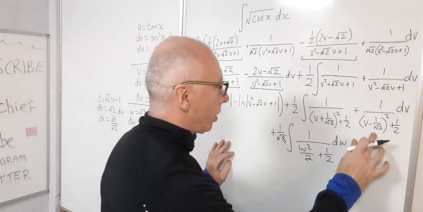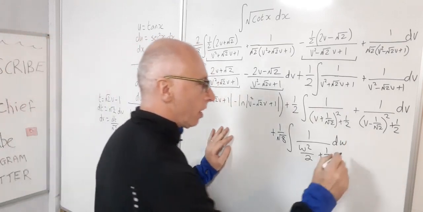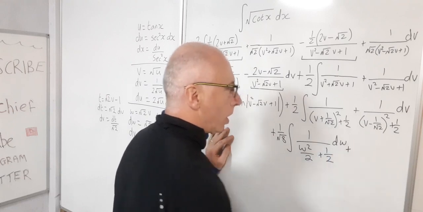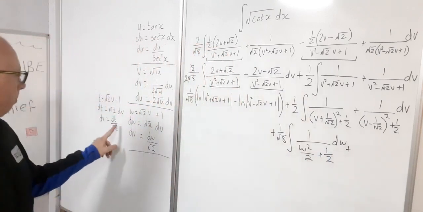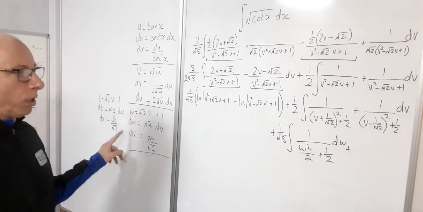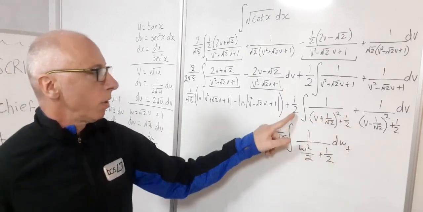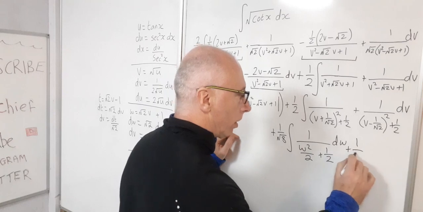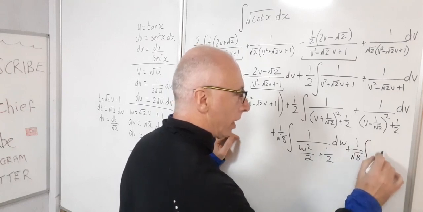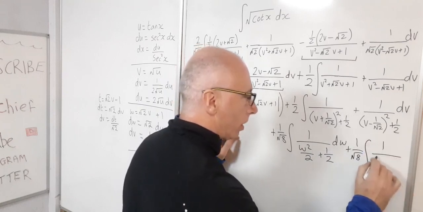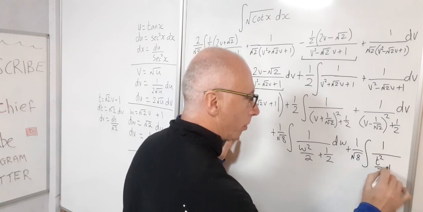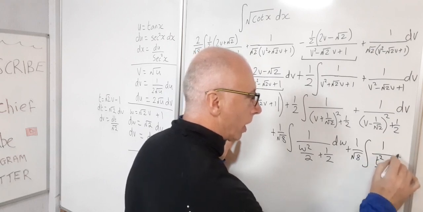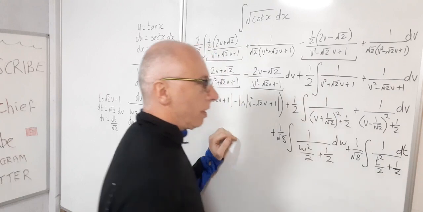And now let's transfer this one into our t. So now we've got plus. So same again, we'll have dt over root 2. So the constant for this one with that one will be again 1 over root 8. So that takes care of that. And then we'll have 1 over t squared over 2 plus 1 over 2. And then that will be dt.